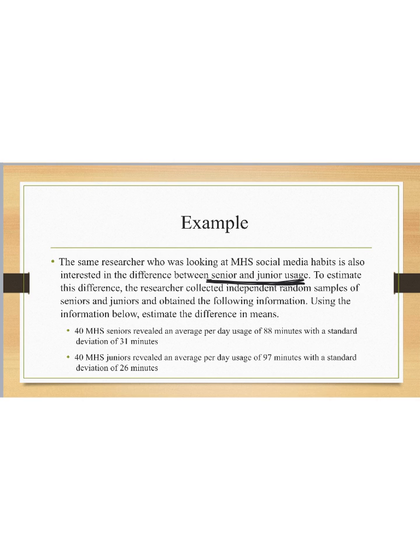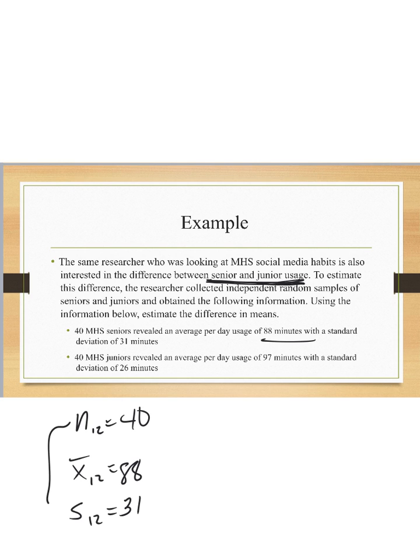Okay, so what you're looking at here is you've got N sub 1, or you could say N sub 12, for seniors is 40. The X bar for the seniors is 88 minutes right here. The S for the seniors, and again, it's an S, not a sigma, because this is a standard deviation from the sample. If this said all seniors, then that would be a sigma, a standard deviation from a population, if our population here was MHS seniors. But it's just the sample.